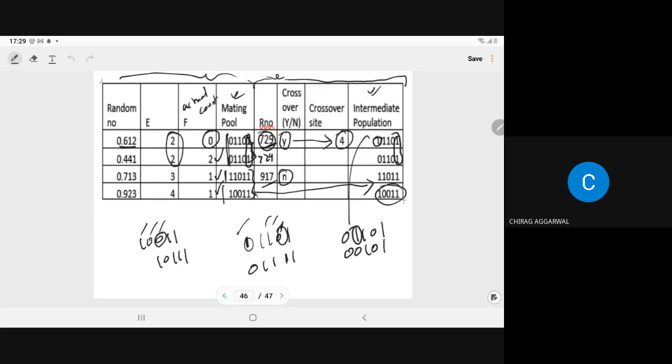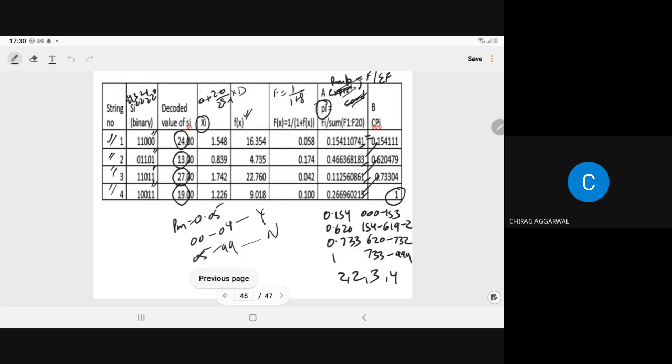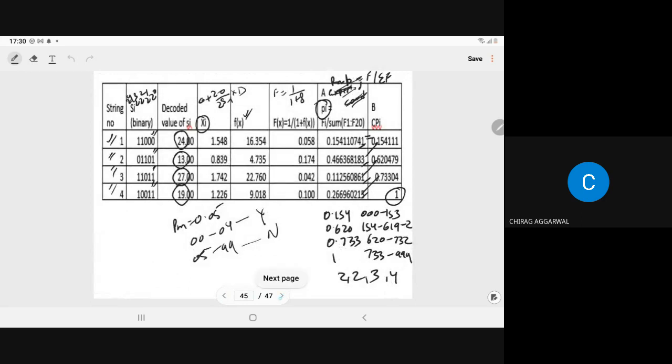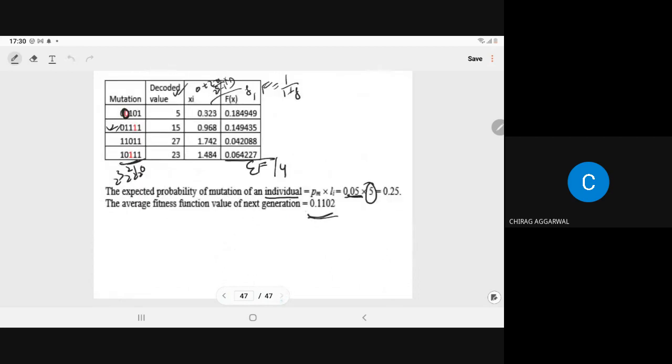Earlier we had computed this, but we have not written it. It will come from here, but we have not computed it. So that is the question. Any problem in selection, crossover, and mutation?